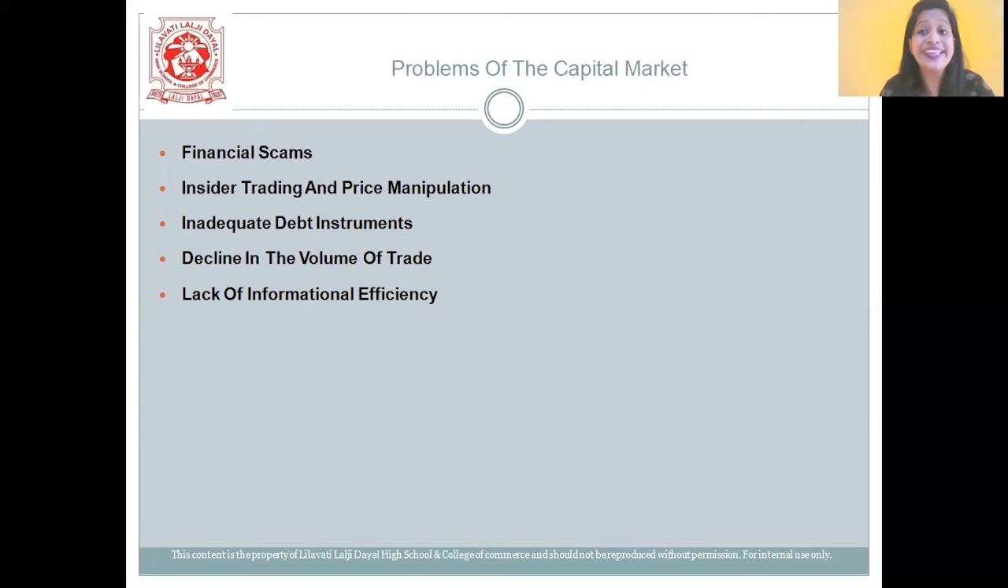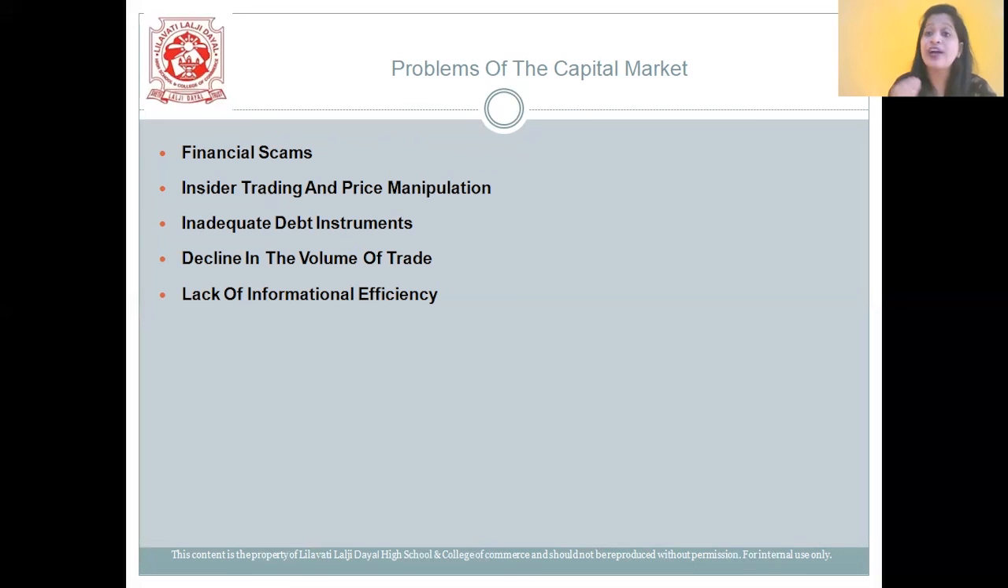Third one is inadequate debt instruments. Debt instruments, like debentures and bonds, are not traded much. So that is why there is a problem of inadequate debt instruments in the capital market. Next, you have decline in the volume of trade. Here, students, the regional stock exchanges have witnessed a decline in the volume of trade because the traders are now interested to list their shares only in the listed companies.